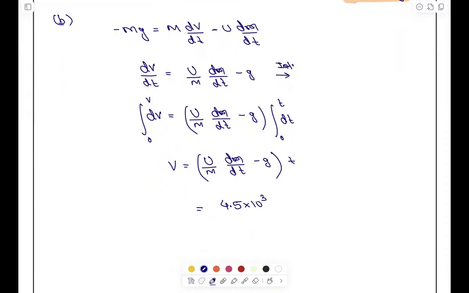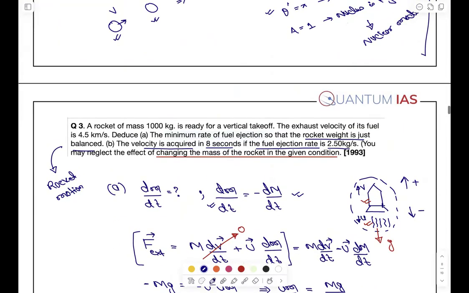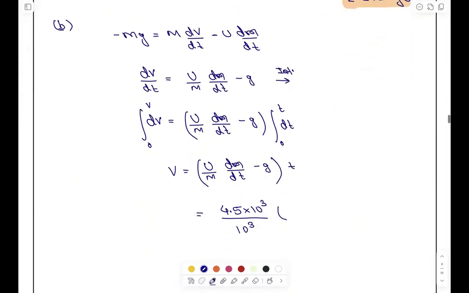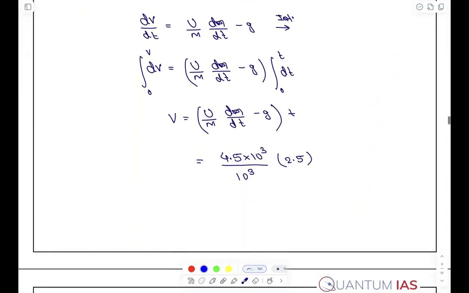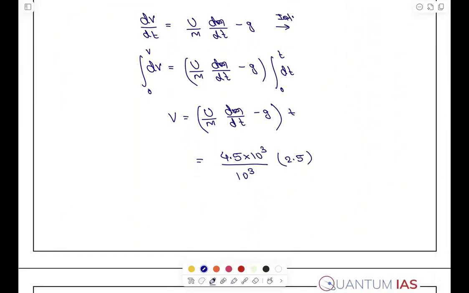We are putting everything in SI units, so that the answer is completely in SI units. What is the mass? 1000 kg. What is dm by dt? It is given as 2.5 kg. So put the value 2.5 kg, don't put the other value. It is given 2.5 kg, so we have to put 2.5 kg, and now minus 9.8, the value of g, and now we multiply it by the time, 8 seconds.